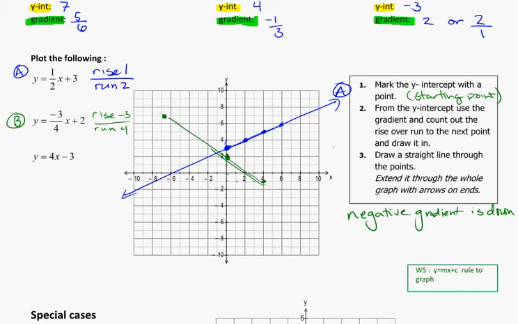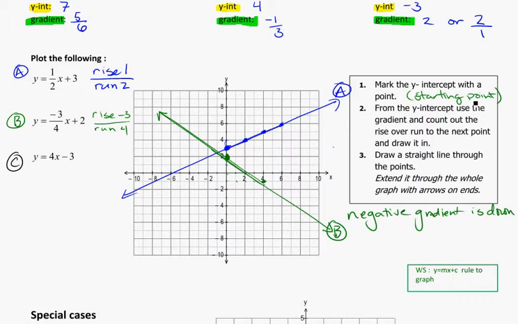Again, it can be tricky on my tablet, sorry. But you get a nice, hopefully prettier than that, straight line extended through with arrows on the ends. For the last one, y is equal to 4x minus 3. So same steps that we've had.